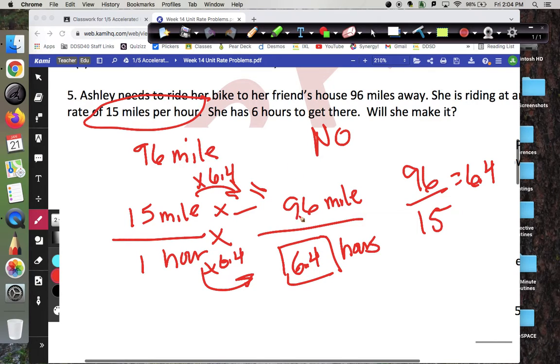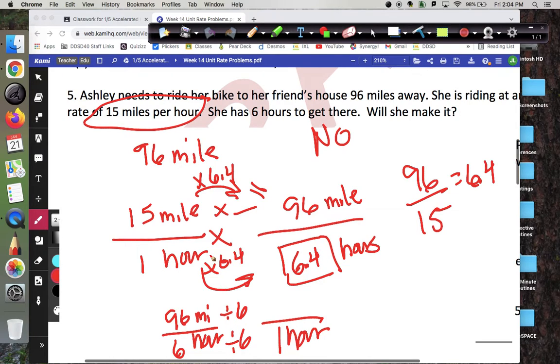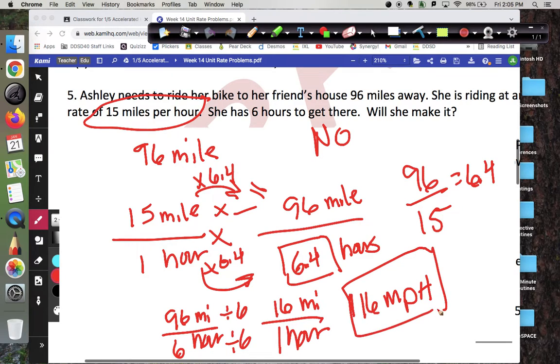So then we ask the question, okay, then how fast would she have to be riding? So we set it up this way. If she wants to go 96 miles in 6 hours, let's divide this by 6 and figure out, well, how far would she have to go in 1 hour? So 96 divided by 6, that keeps this an equivalent rate, and that turns out to be 16 miles. So if she's going 16 miles per hour, she's going to make it there in exactly 6 hours.